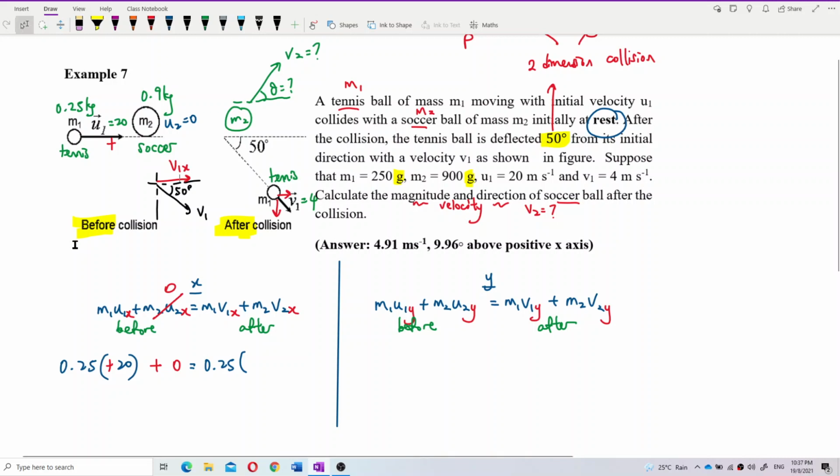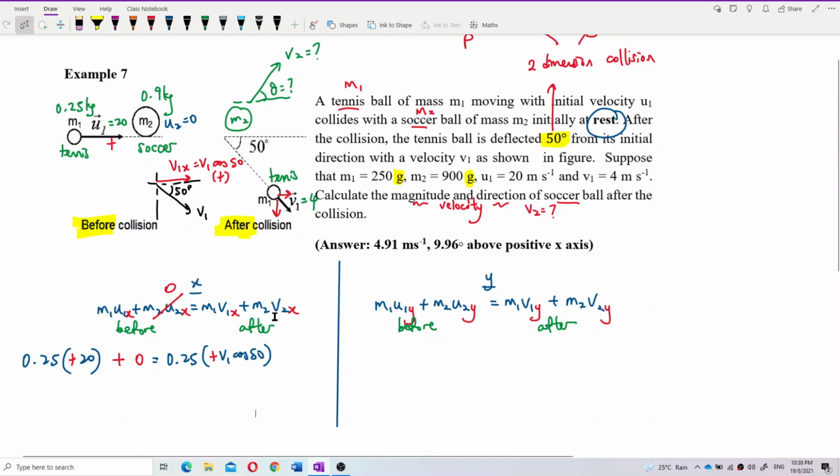Okay, so what is the V1x? Using what? Using cosine 50. It is V1 cosine 50, and this one is going to the right, isn't it? Going to the right is a positive value. So we just write it as positive. What should I write here? This one is V1 cos 50. Okay, just rearrange a little bit. So I got it, V1 cos 50.